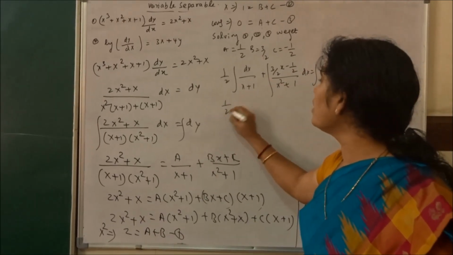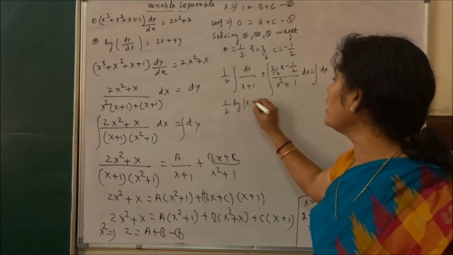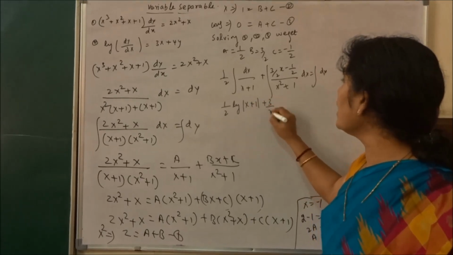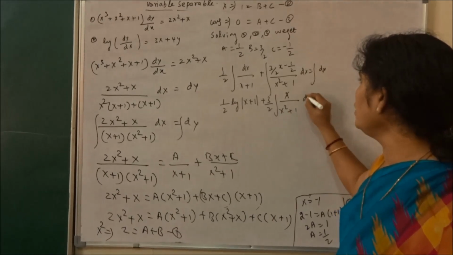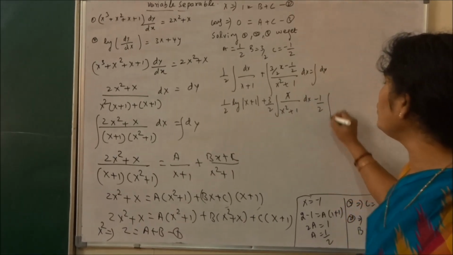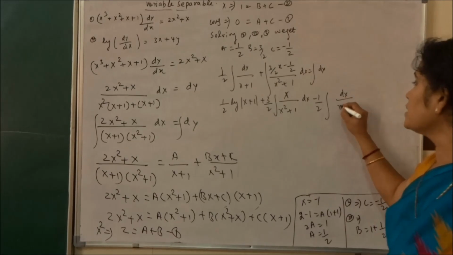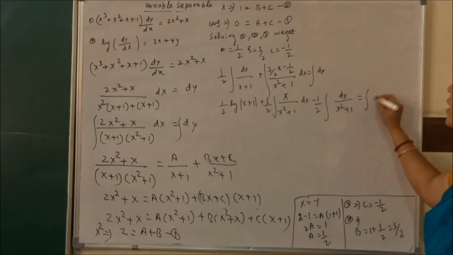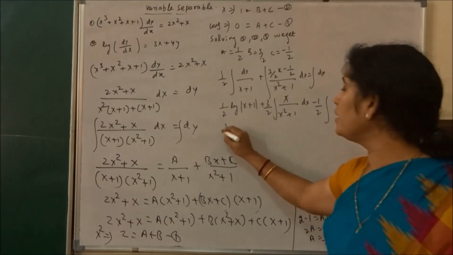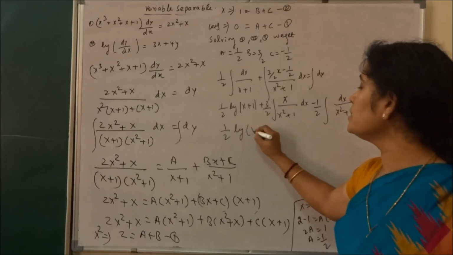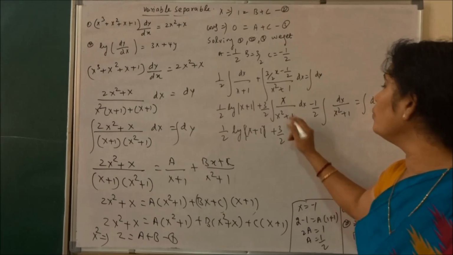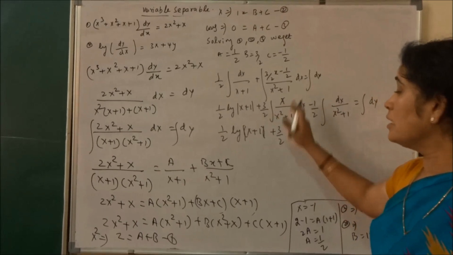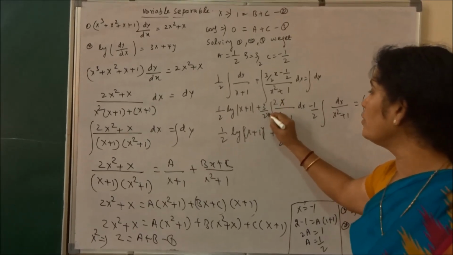Now this becomes 1 upon 2, it becomes automatically log x plus 1, and this you can write as 3 by 2 into integral x upon x square plus 1 into dx, minus 1 upon 2 into integral dx upon x square plus 1, that is equal to integral dy. Now what finally we are getting: log of modulus x plus 1, plus 3 upon 2. The differentiation of this is the numerator, so multiply and divide by 2 here.